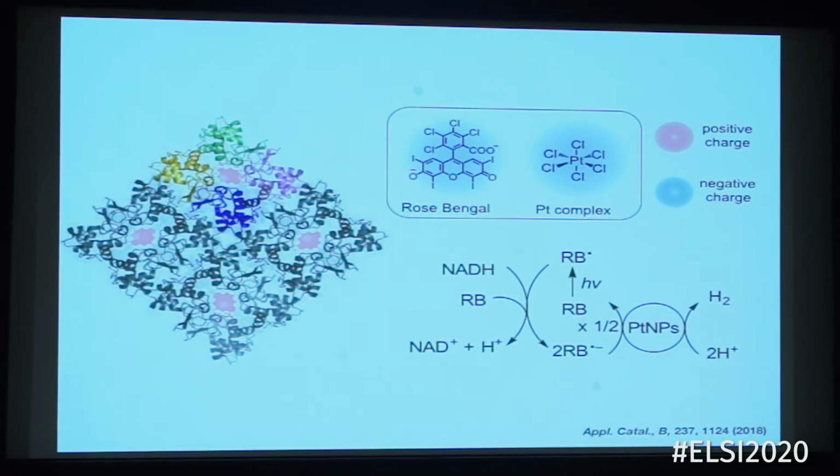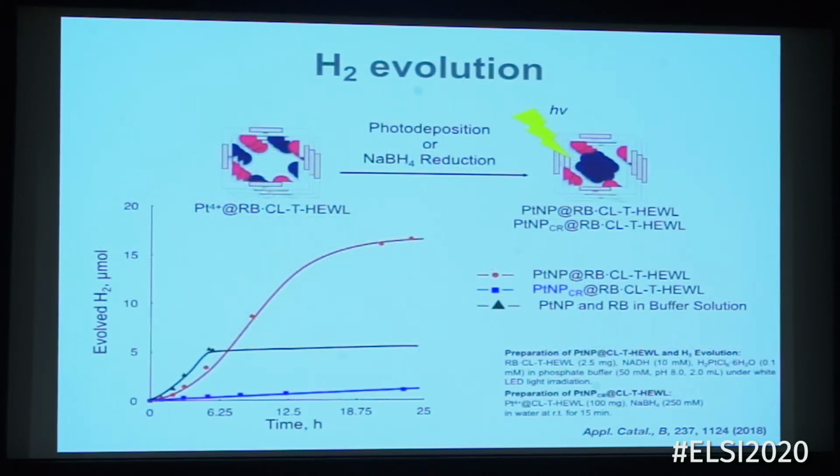When we incorporate the precursor of the metal cation within this, after that we prepare platinum nanoparticles within the protein crystal by photoionization or sodium borohydride reduction. Then we obtain this composite containing platinum nanoparticles, right? This shows high performance for hydrogen evolution. So this is one of the different techniques to construct a heterogeneous artificial metal enzyme.